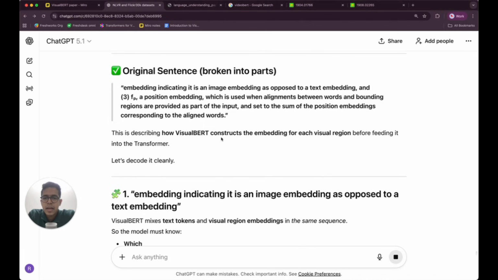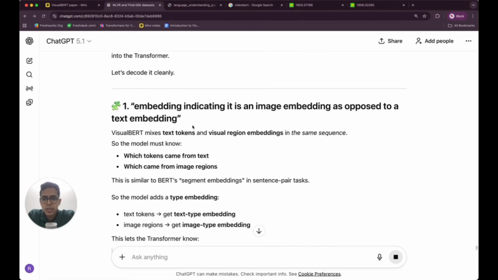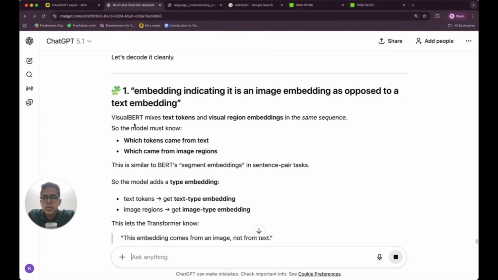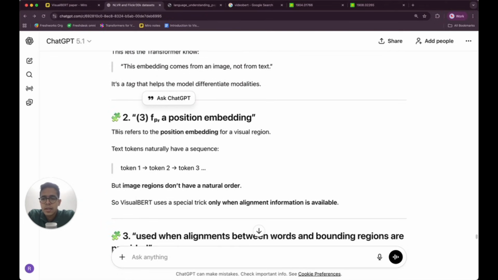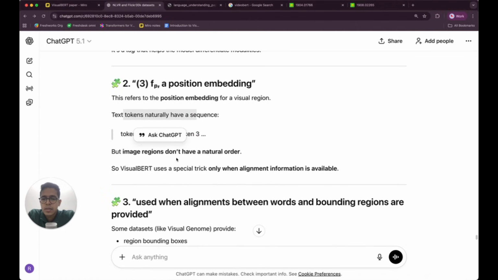This is describing how VisualBERT constructs embedding for each visual region before feeding. Embedding indicating it's image embedding, opposed to, okay, this we know, basically segment embedding. VisualBERT mixes text tokens and visual region embeddings, so the model must know which token comes from text and which tokens come from image. So this I understand. A position embedding refers to position embedding for text tokens. Yeah, but image tokens do not have a natural order.